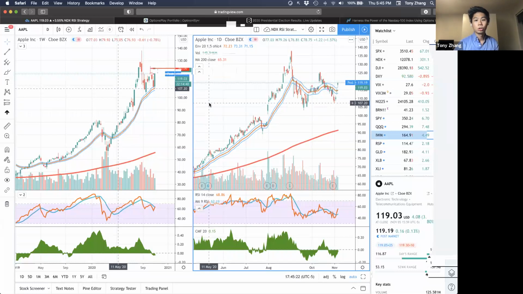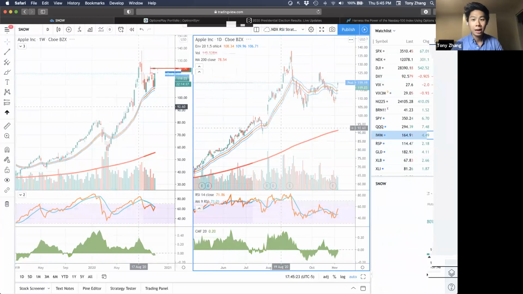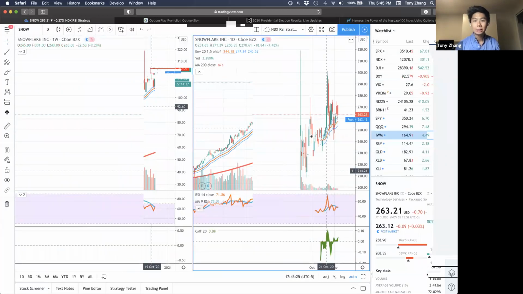Any thoughts on Snow? I don't have a lot to add on Snow. The stock hasn't moved a whole lot since the IPO. So unfortunately, I don't have a lot to add.